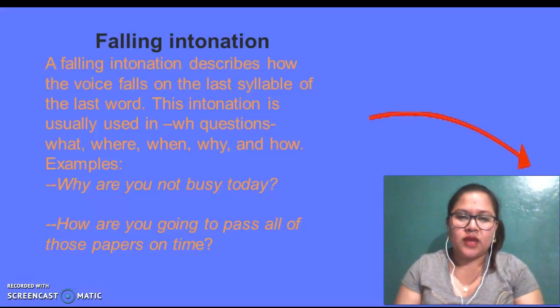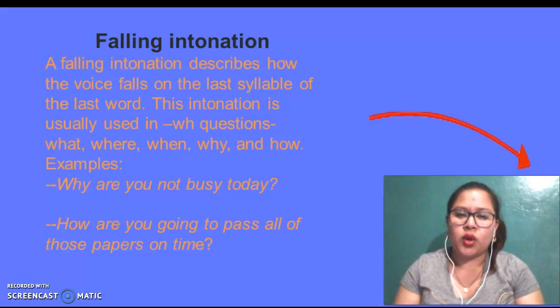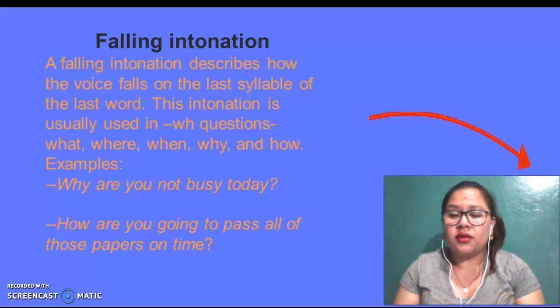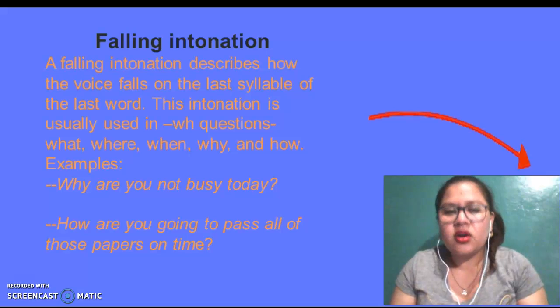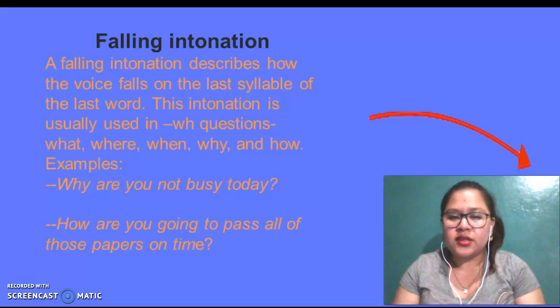Falling intonation. A falling intonation describes how the voice falls on the last syllable of the last word. This intonation is usually used in WH questions: what, where, when, why, and how. For example, why are you not busy today? How are you going to pass all of those papers on time?